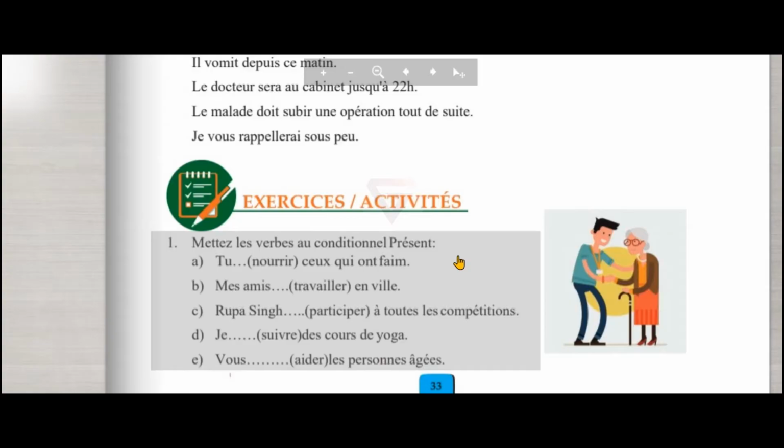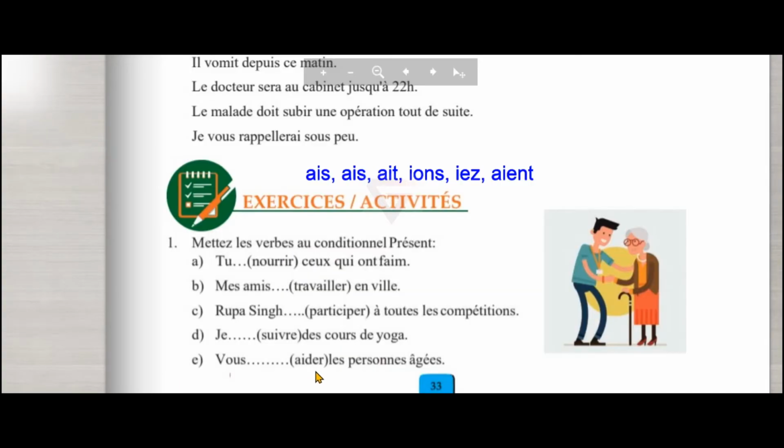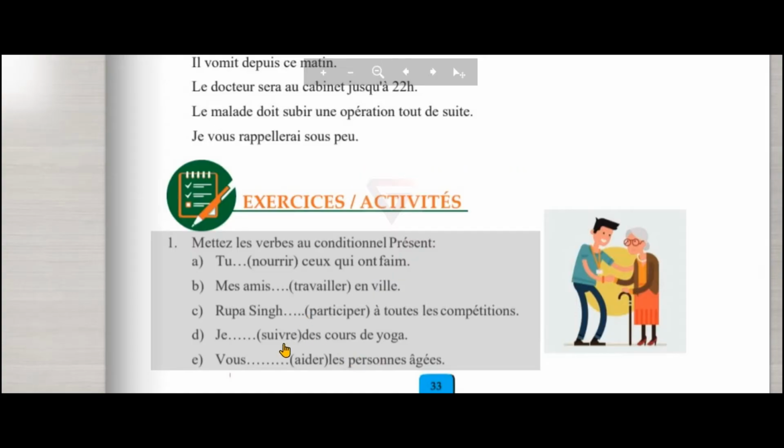To the stem of the future, we add the imparfait endings. So again, the imparfait endings are AIS, AIS, AIT, IONS, IEZ, AIENT. So in this exercise, for verbs ending with IR and ER, directly you can add the imperfect endings. And for the verb which is ending with RE, you just cut the E and add the imperfect endings.